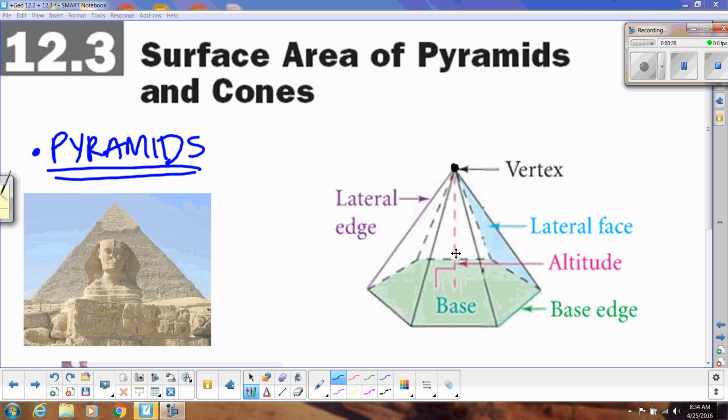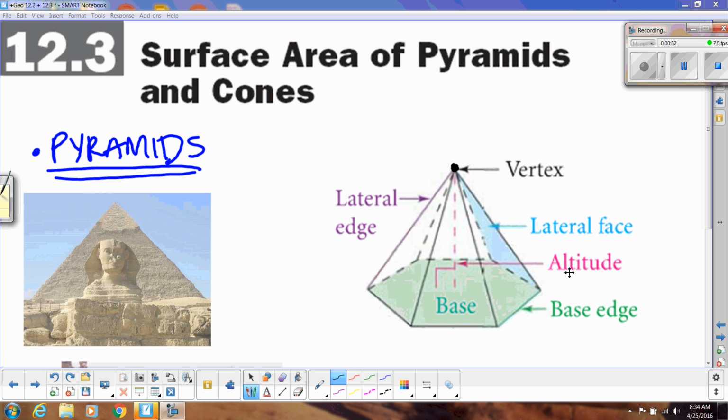So we have a lot more going on in a pyramid. Notice that the lateral faces are all triangles now. So we're going from the edges to the base to a point, which is why all of them are now triangles. We still have a lateral edge, which is where the two faces meet. So that's where each triangle meets. We have a base edge, that's where the lateral face meets the base.